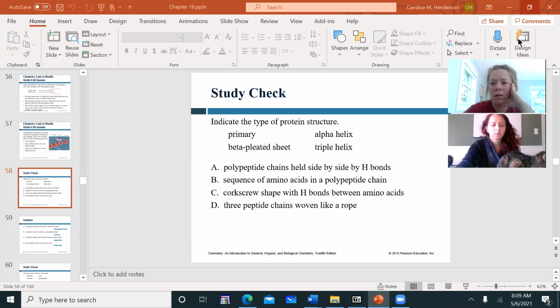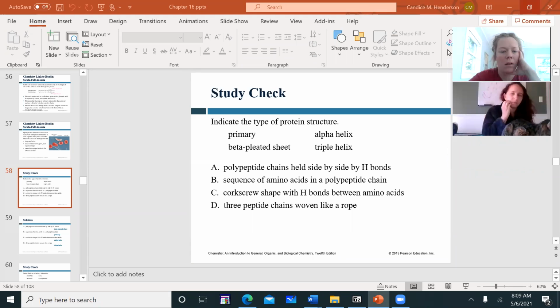So we will see. Should finish this up relatively quickly. There's not a whole lot left.